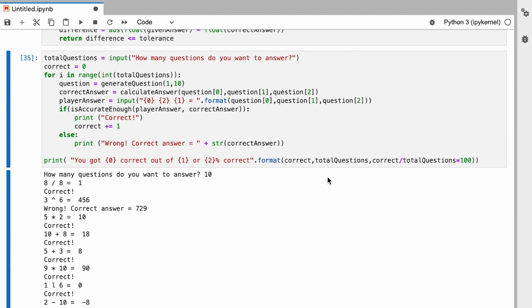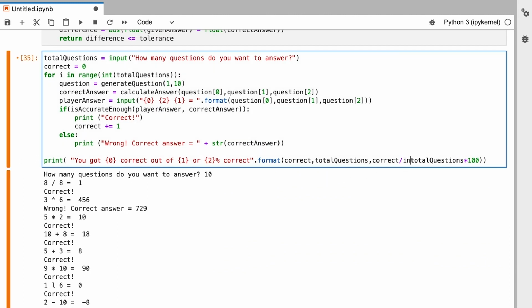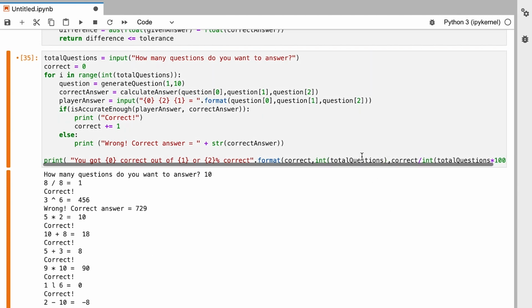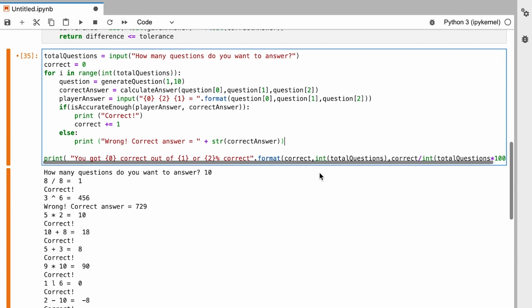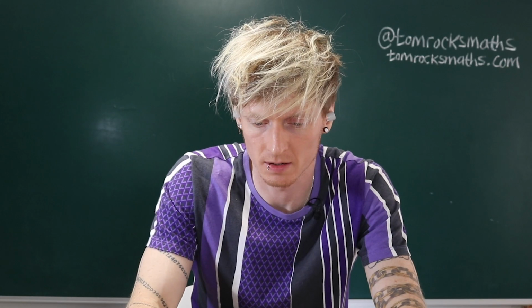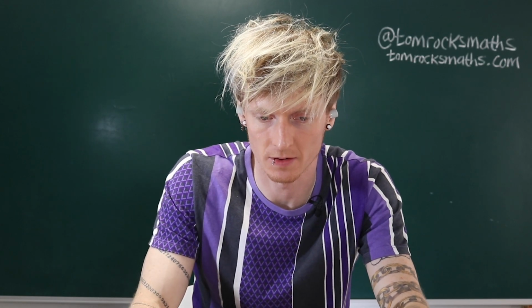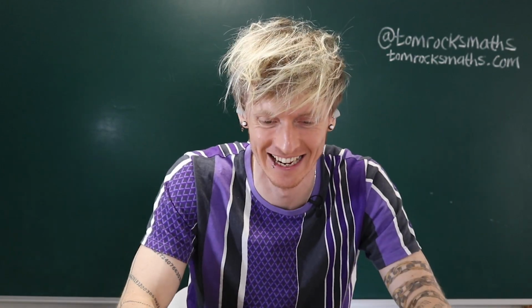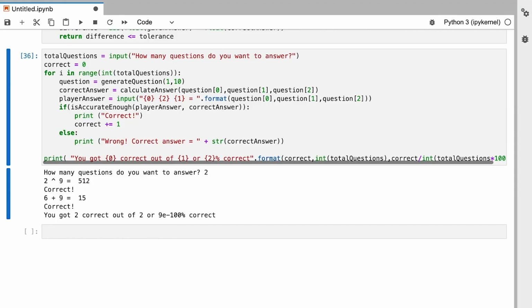Because I need to change total questions to int. Right, gotcha. So if I change that integer total questions again, int total questions. So we're changing that input to be an integer. Okay, and then, so let's run again. And I'm going to do 2 questions. 2 to the power 9, oh God, I don't know, 512. Correct, what a guess. 6 plus 9, 15. 2 out of 2, 100% correct.